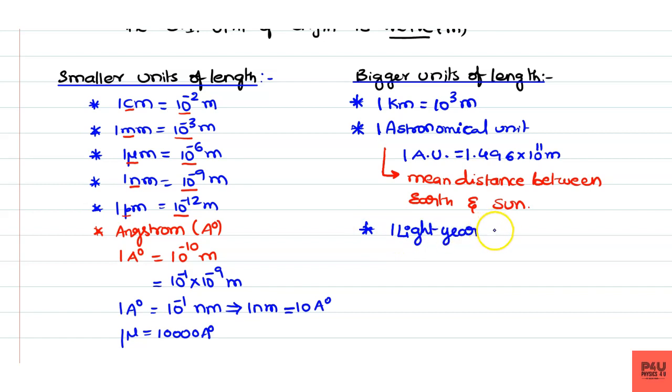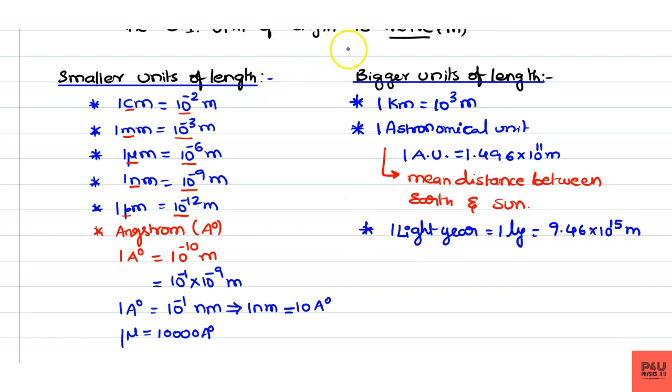This is represented with Ly. 1 Ly is equal to 1 light year, which is equal to 9.46 into 10 power 12 kilometer, or you can express it in meter because meter is our SI system unit. So 9.46 into 10 power 15 meter is the light year.